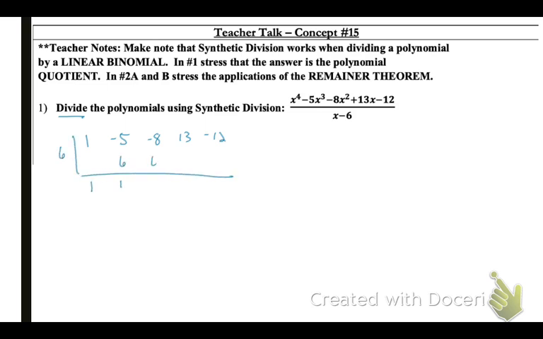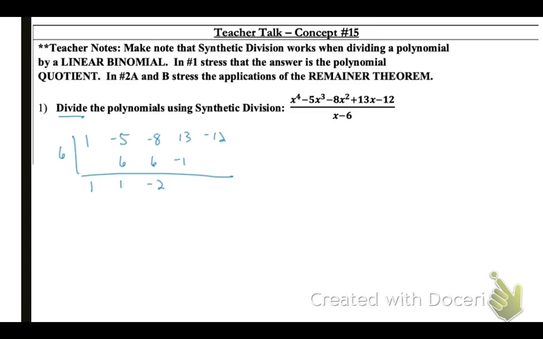Now also notice that when you have a division problem, the number that we put out to the side in our synthetic division, it's the opposite sign of what you see, x minus 6. So, we think in terms of subtraction. What's being subtracted? A positive 6.